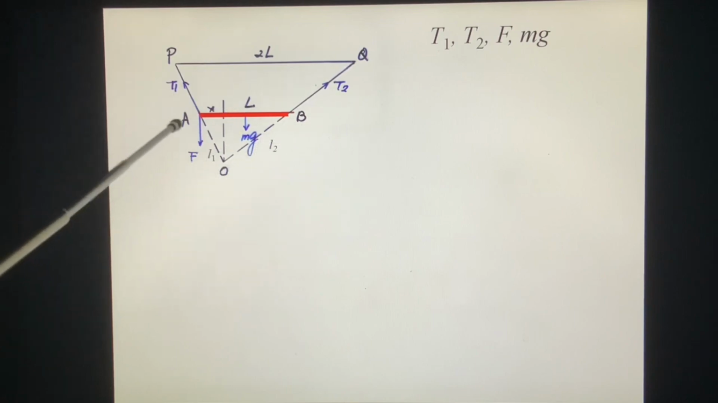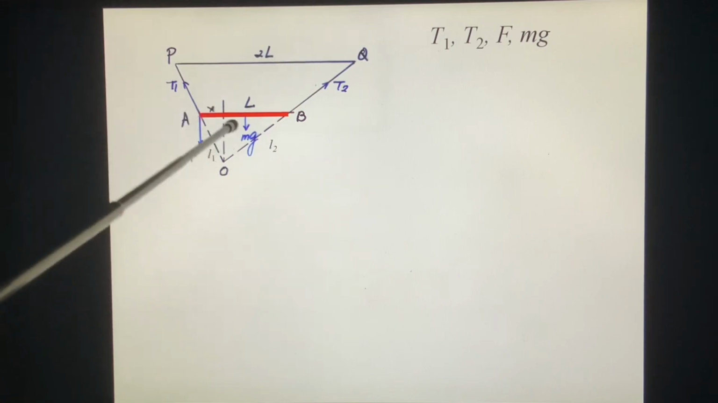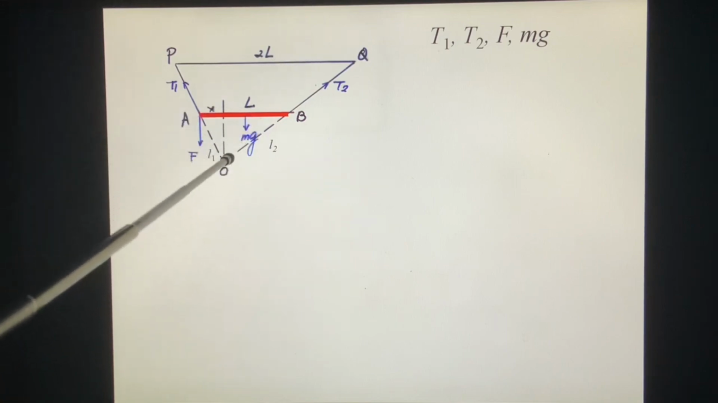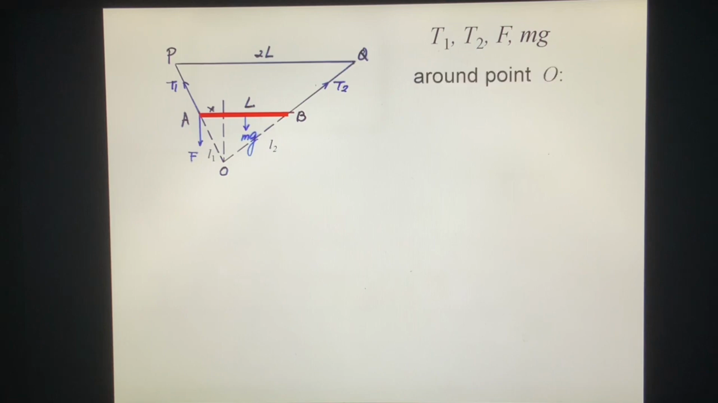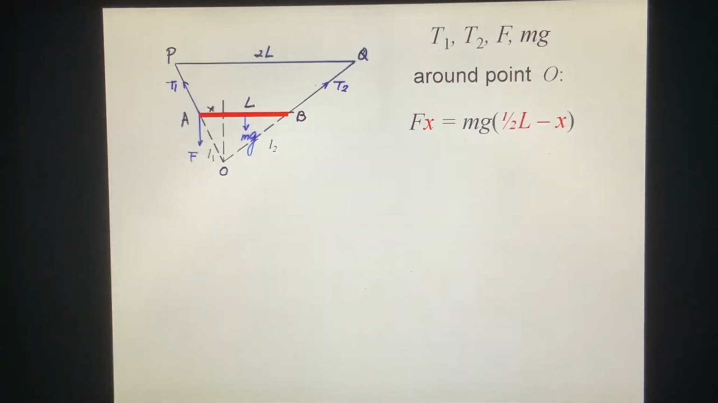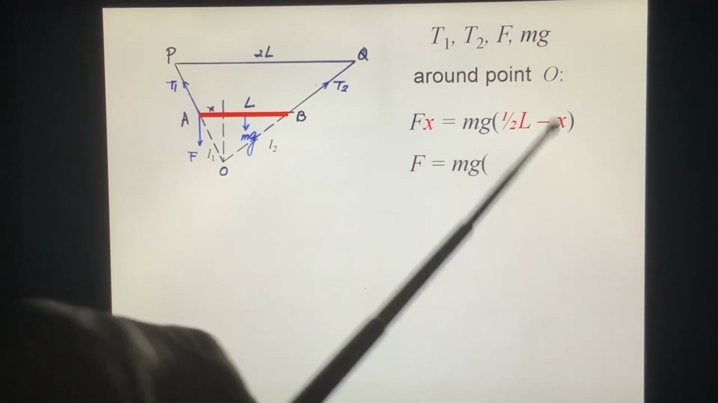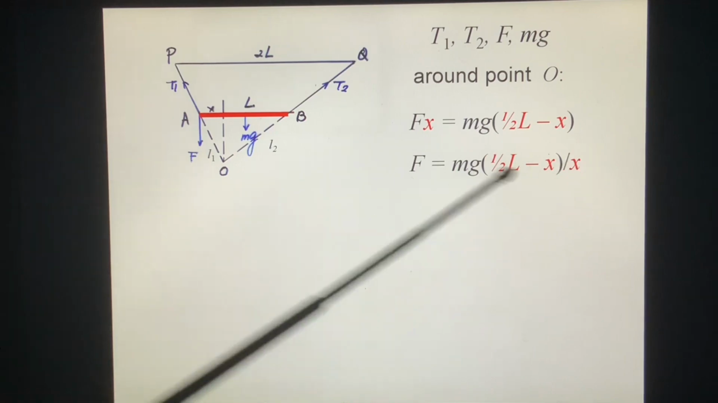Then we write the equation around O. F torque around O is Fx. This is in the counterclockwise direction. The mg torque around O is in the clockwise direction. They must be equal in magnitude. Then we say Fx equals mg times this one. This one is half L minus x. So we find F equals mg times half L minus x over x. If we find x, we can find F.